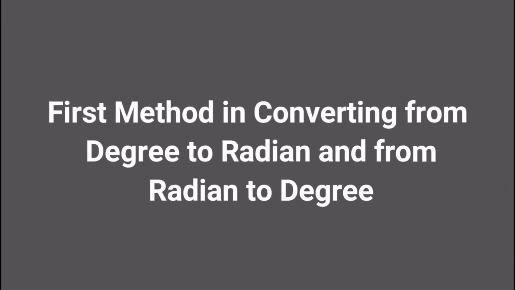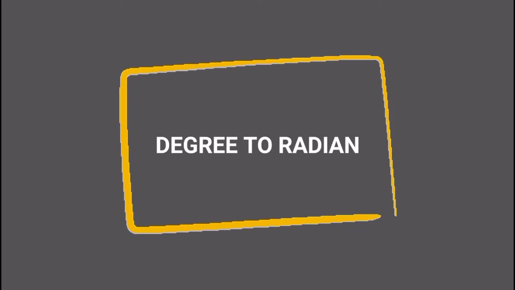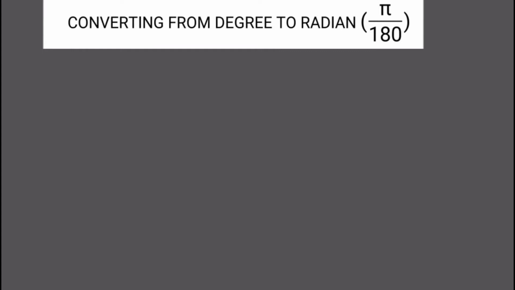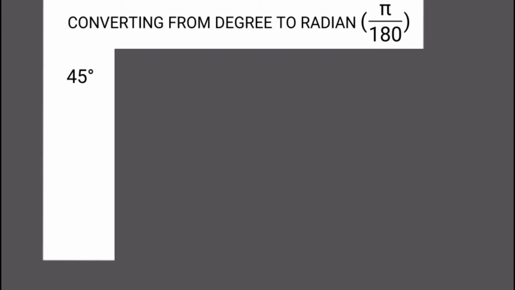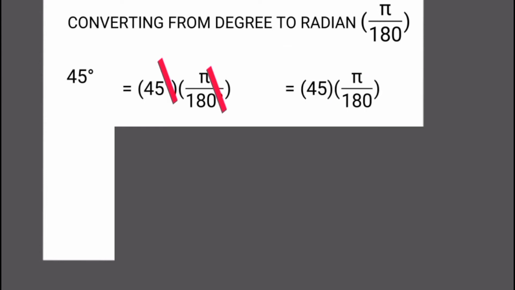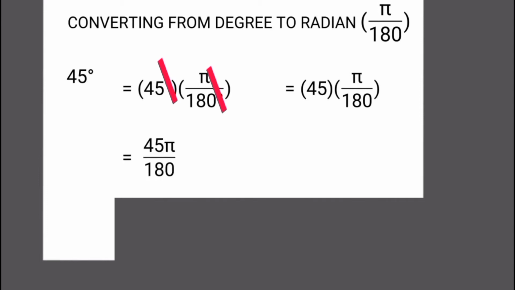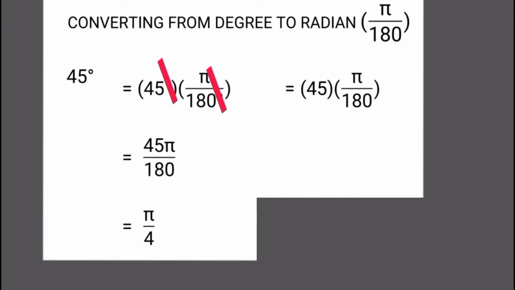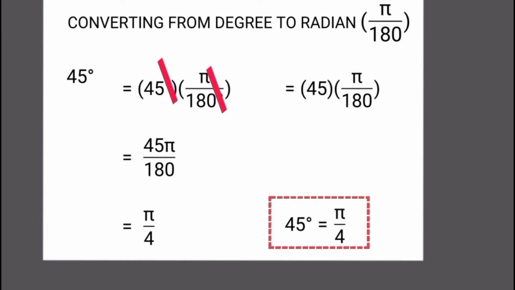First method in converting from degree to radian and from radian to degree. In converting from degree to radian, you must multiply the given degree by pi over 180. For example, the given degree is 45 degrees. So, 45 degrees multiplied by pi over 180 degrees. Let's cancel both degrees so we have 45 multiplied by pi over 180. Then multiplying it we have 45 pi over 180, and since 45 and 180 are both divisible by 45, we can simplify it. Simplifying further we have pi over 4. Therefore the radian measure of 45 degrees is equal to pi over 4.